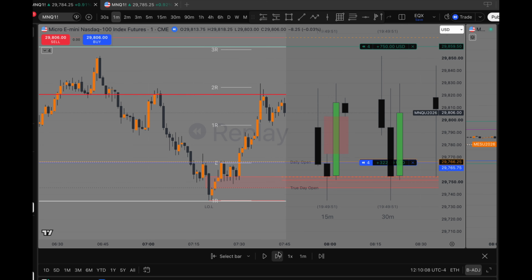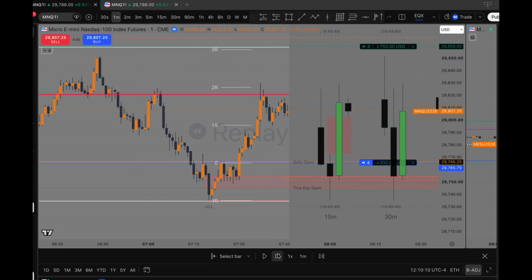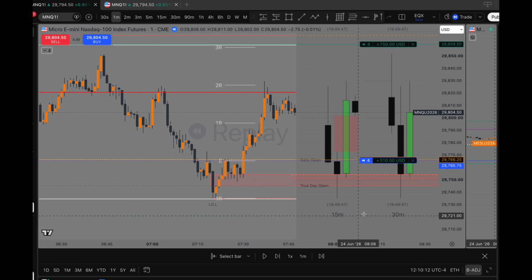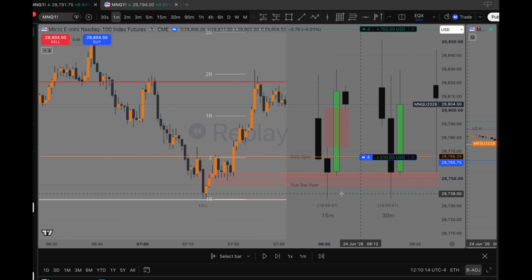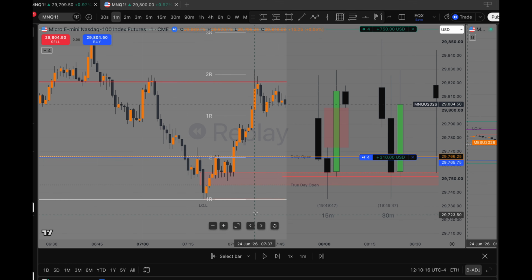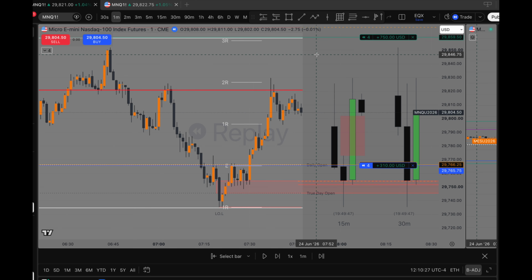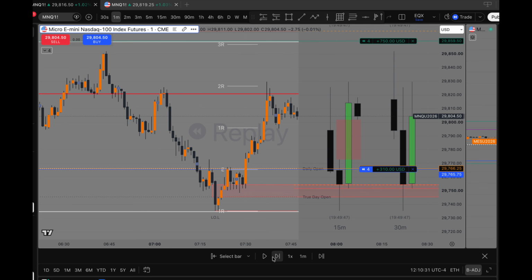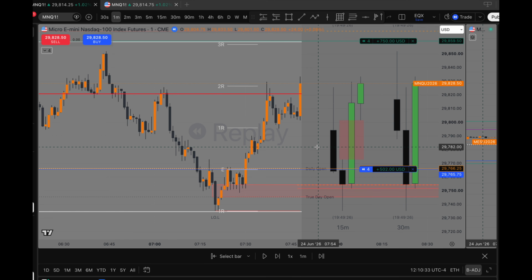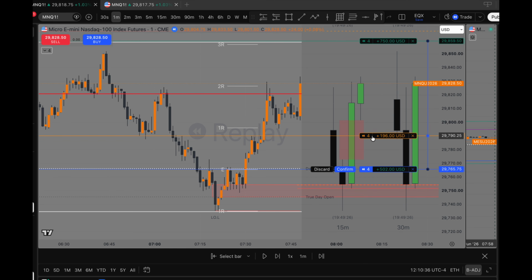Now we start pushing. Here we consolidate a bit around the point of control. As I explained in my lessons, that is normal. When price is trading within its fair value, price tends to move from the value area low to the point of control, to the value area high, to the point of control, and so on until it breaks out one side. So I did hold this trade, pushed up, and once we pushed up there, I was trailing my stops to 1R.